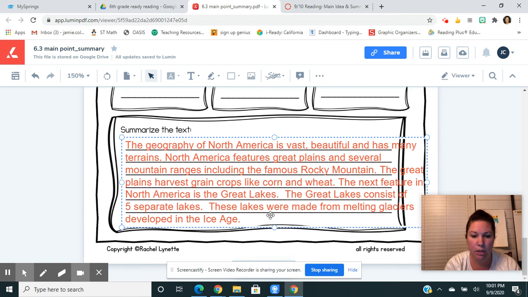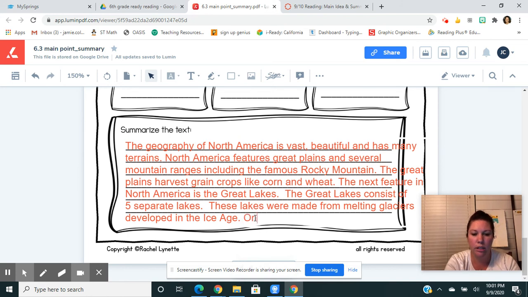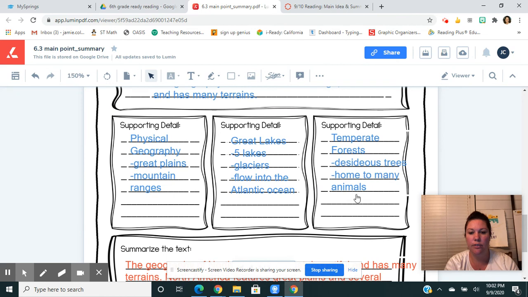These lakes were made from melting glaciers developed in the Ice Age. Once the water flows through Lake Ontario. Oh, I ran out of room. Let me go next. Ontario. Sorry, guys, if this is hard to see. It flows to the Atlantic Ocean. There we go. And then I'm now going to include my details from the last one.